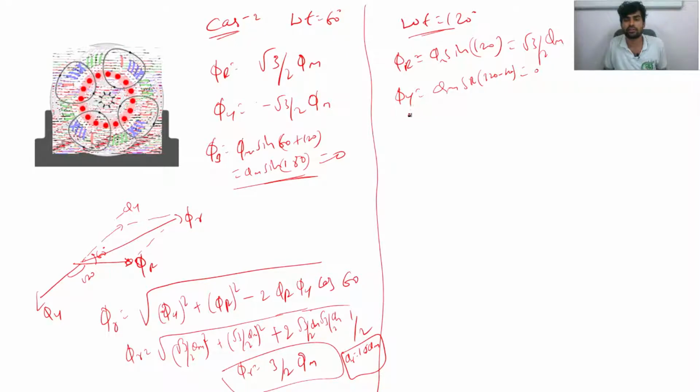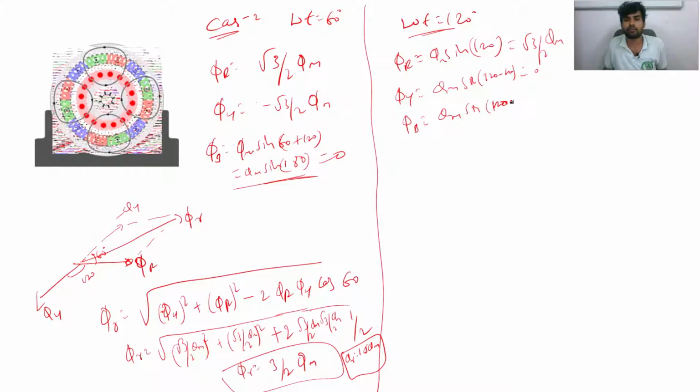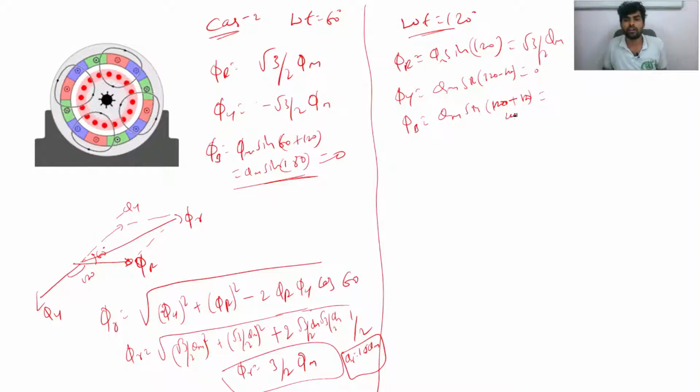You will get 0. Only you will get phi b. Phi b is equal to what? Phi m sin (120 plus 120). You will get 240. So 240 in the sense, minus root 3 by 2 phi m. I'll draw a vector diagram for this one.